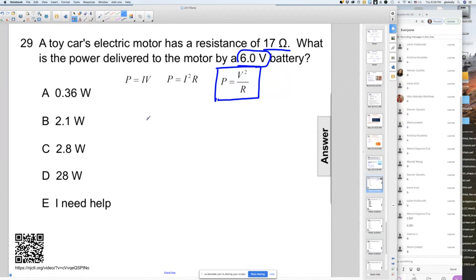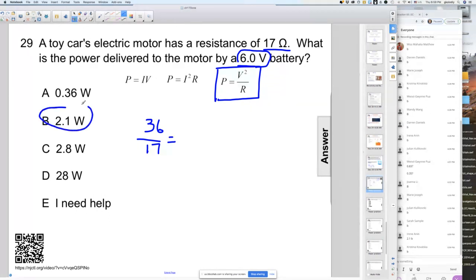Let's see, V squared, it's 36 by 17. So that will be B, right? Yep. So that will be B, 2 points. It's about 2, a little bit more than 2. So that would be B, would be the right answer here.